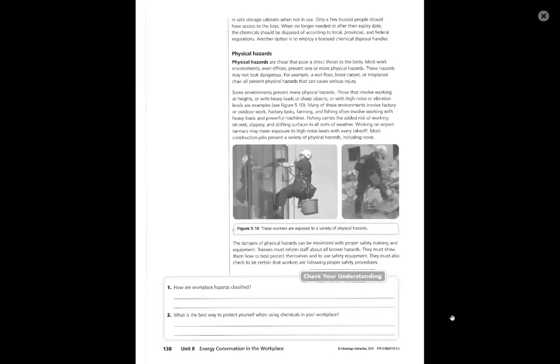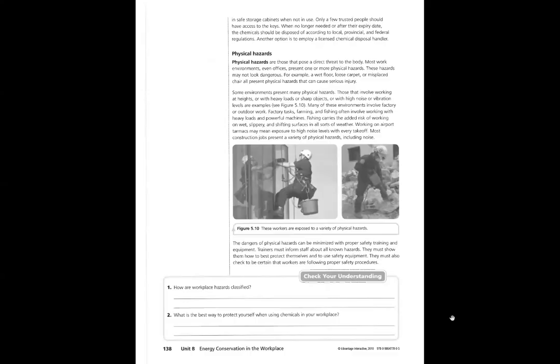The next one is physical hazards. Those are a threat to our physical bodies. Amazingly enough, most work environments, even if you only work in an office, could have physical hazards. And they might not look dangerous at first.